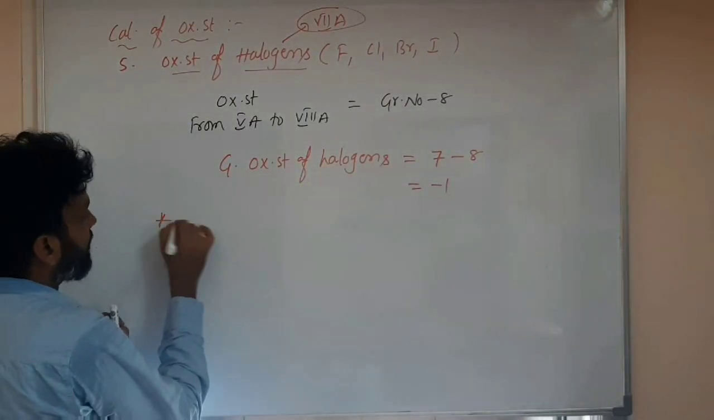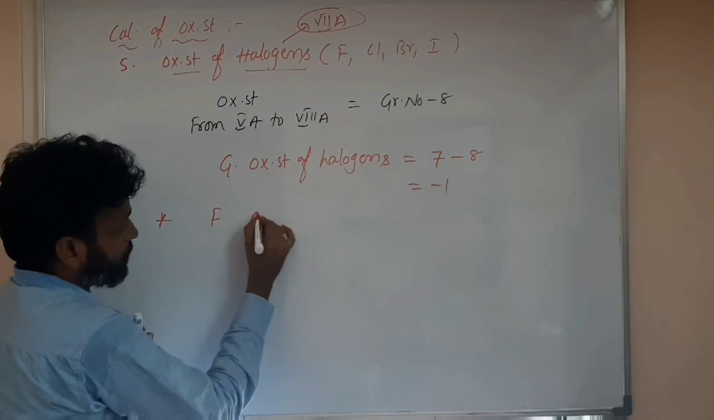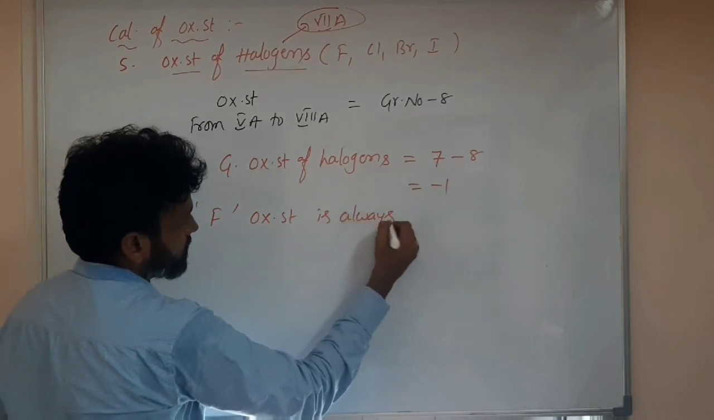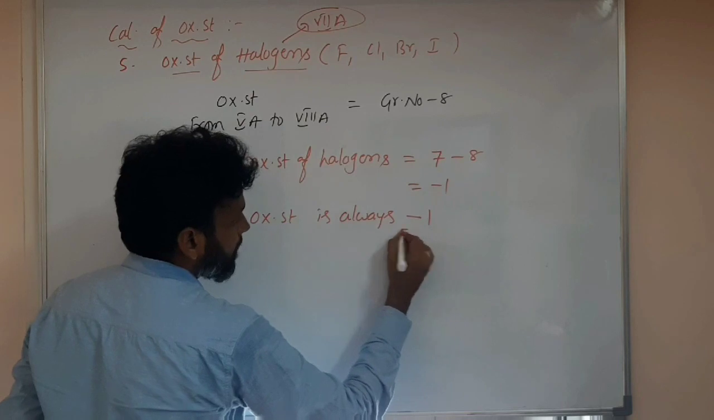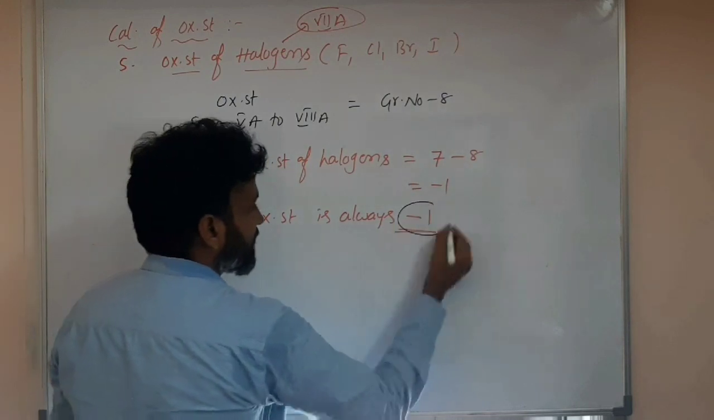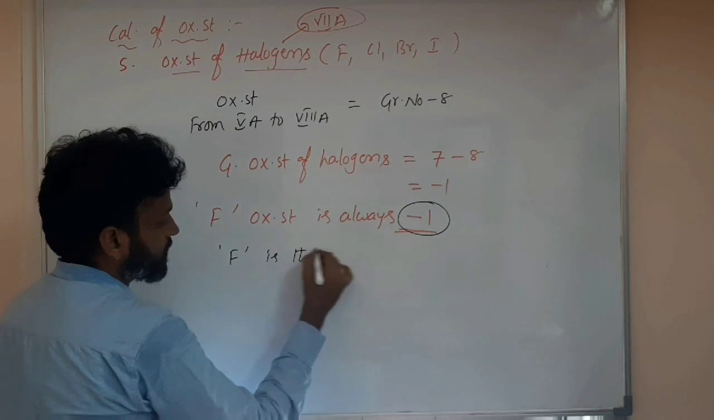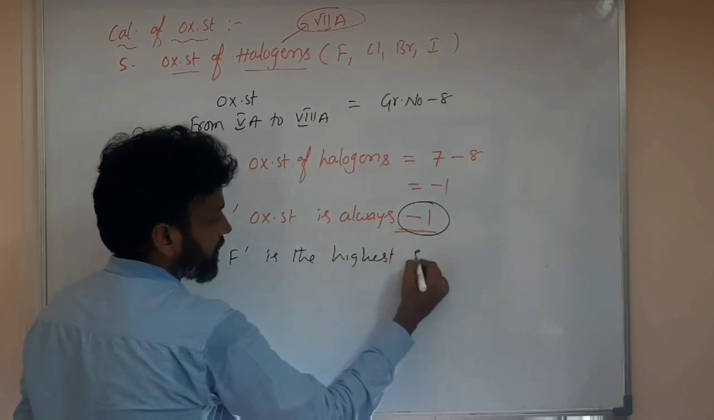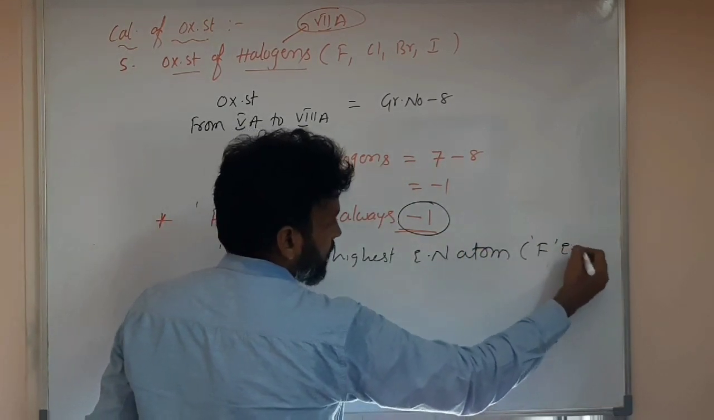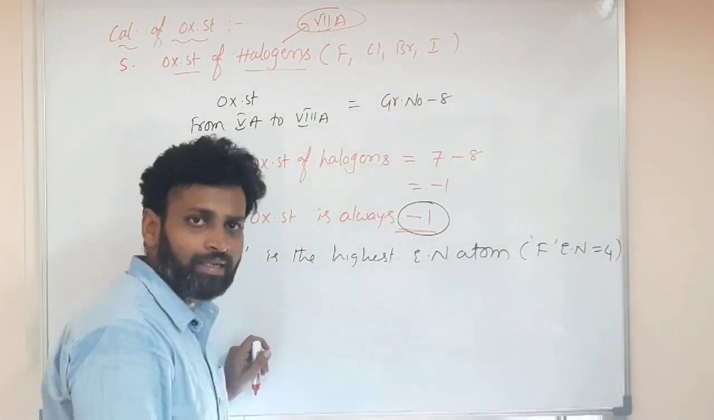And as we know, what is the fluorine oxidation state? Fluorine oxidation state is always -1. Why, sir, does fluorine exhibit -1 only? What is the reason behind it? As we know, fluorine is the most electronegative atom. Fluorine's electronegativity value is 4, the highest. So it cannot exhibit a positive oxidation state.